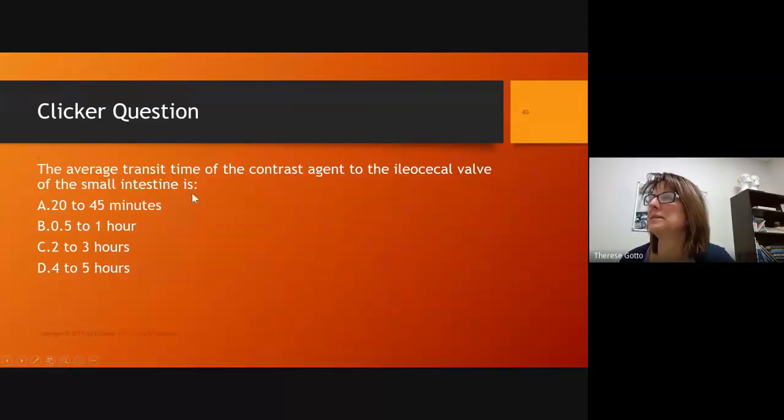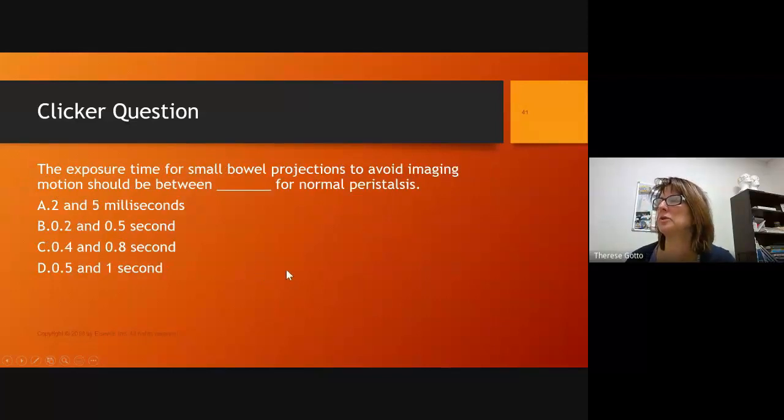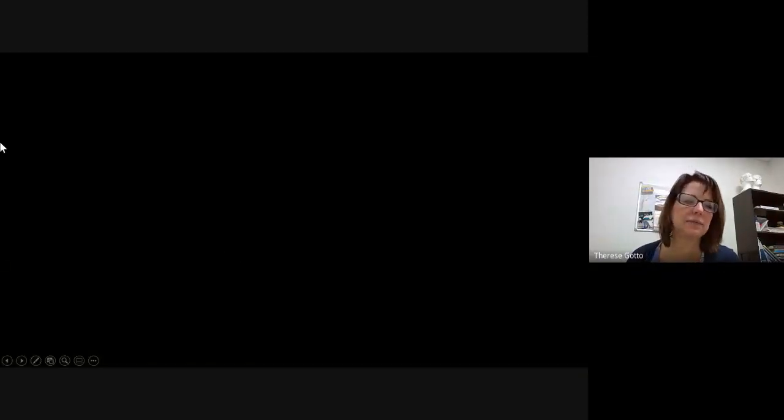Okay, average transit time of the contrast agent to the ileocecal valve of the small intestine is 2 to 3 hours. The exposure time for small bowel projections to avoid imaging motion should be between what and what for normal peristalsis? The answer is D. No, that is not correct. The answer is B, 0.2, no later than a half a second. And that's it for that slideshow.